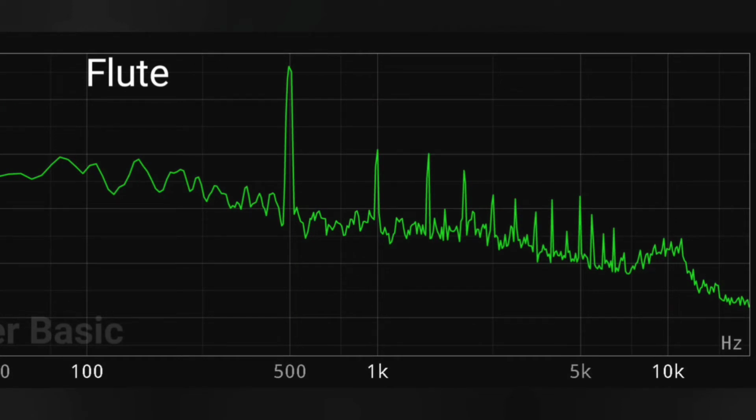Now see what happens. The spikes you see here are the different harmonics. The first one is the fundamental frequency. But the strengths of the other harmonics are also not negligible. Now let me convince you that these spikes are harmonics.